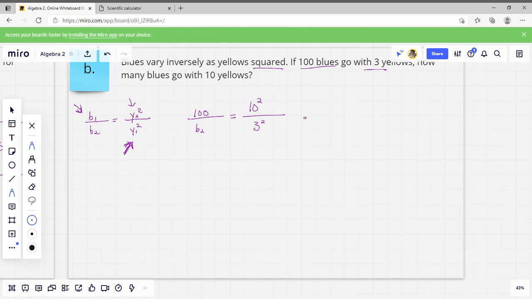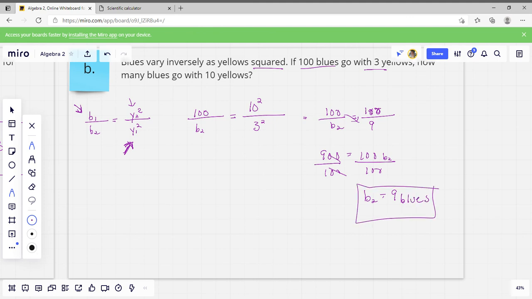All right, so that would be 100 over B2 equals 10 times 10 is 100, and 3 squared is 9. So then we cross multiply and we get 900 equals 100 B2, and then we divide by 100, and we're going to get B2 equals 9. So that'd be 9 blues. I'm not going to work this one the other way because we already know how to do that, and you're supposed to use this way to work it.